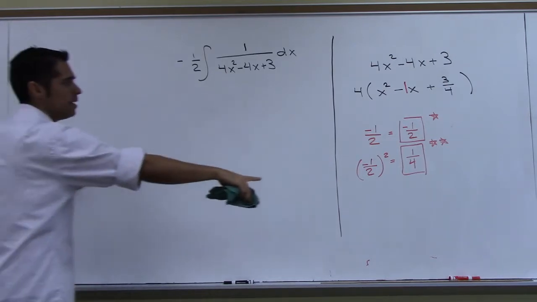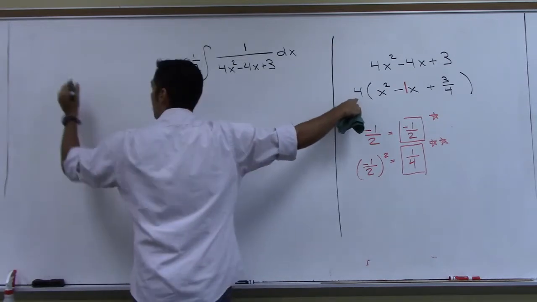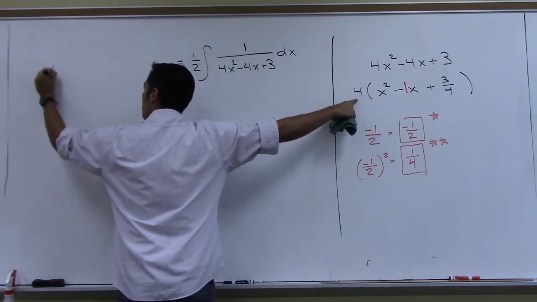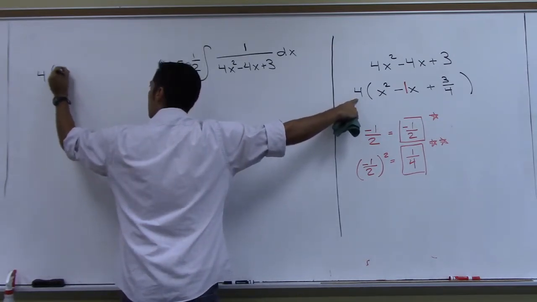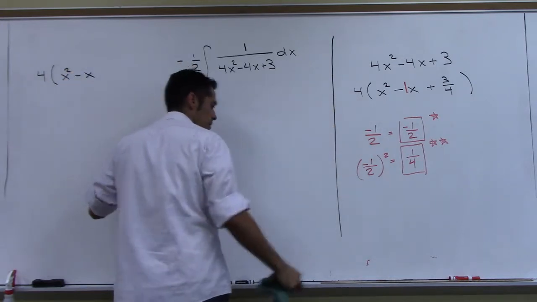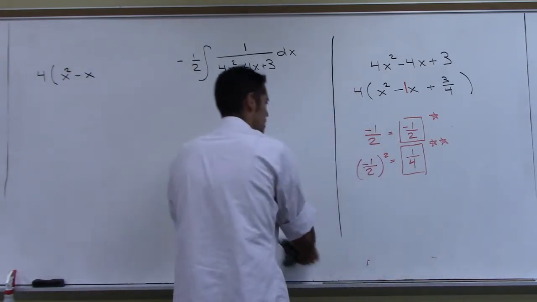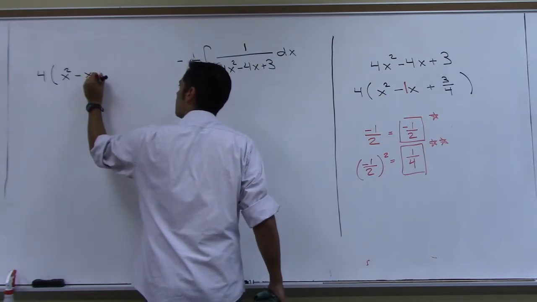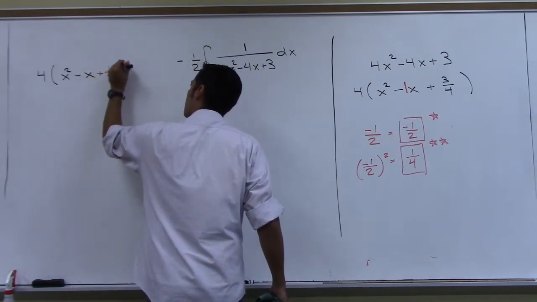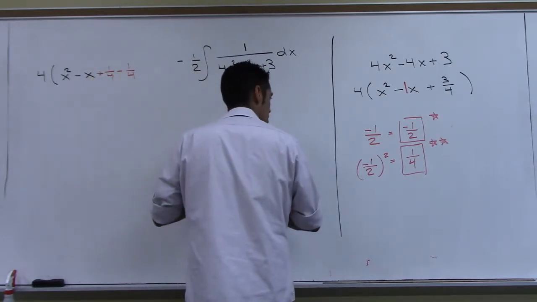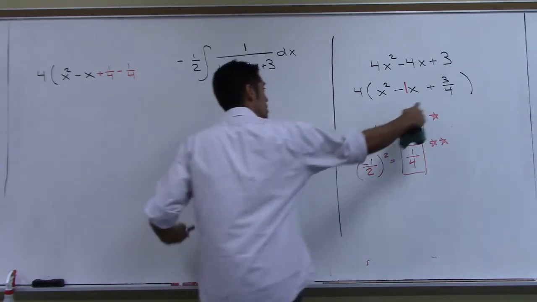Okay, so still completing the square here. I'm going to rewrite this line. 4 parentheses x squared minus x. Here's my new hidden 0, which was plus 1/4 minus 1/4. And then, what did I still have in there? Plus 3/4.